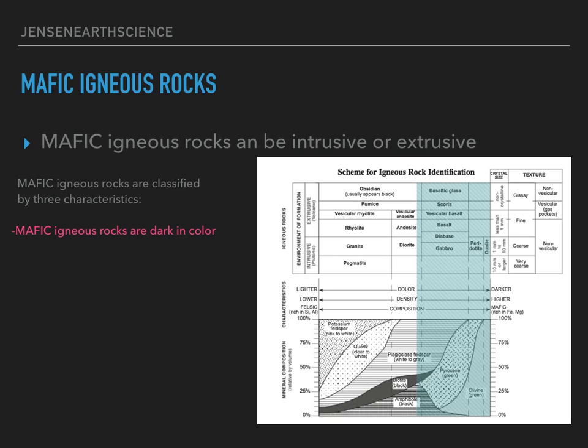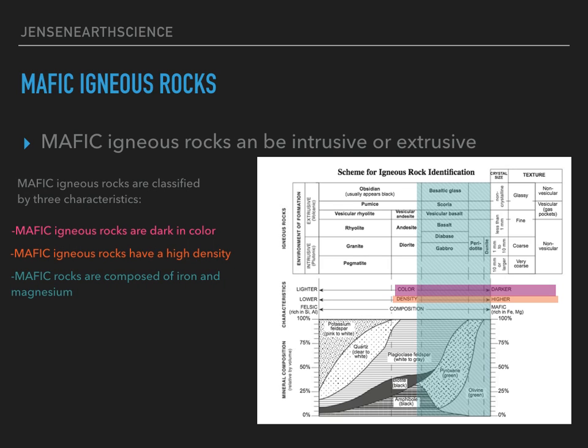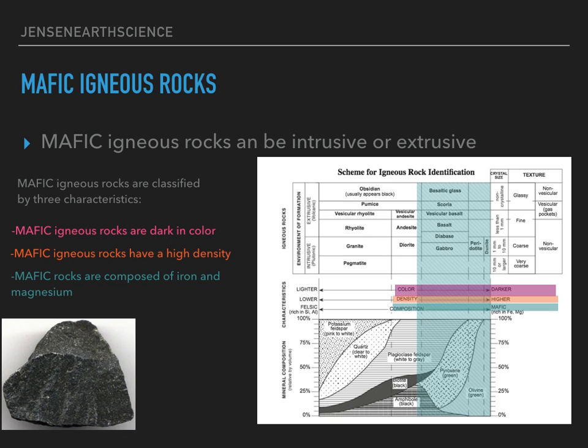Mafic igneous rocks are dark in color. Mafic igneous rocks have a high density. And mafic rocks are composed of iron and magnesium. And again, it tells you all this on the scheme for igneous rocks. Here's an example of basalt. It is a mafic extrusive igneous rock.